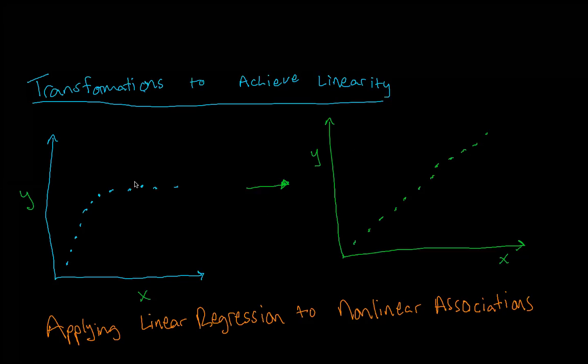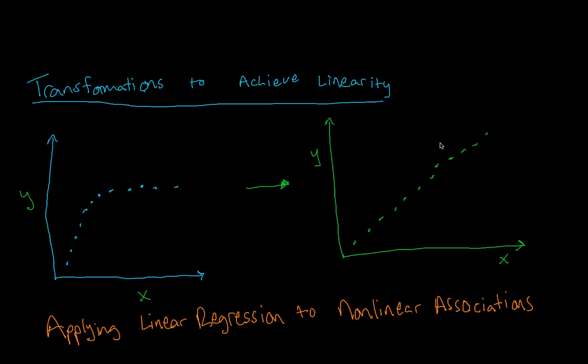Hey everybody, in today's video, we're going to at least introduce transformations to achieve linearity. I just have the outline plotted for us here. If we're given a set of data that is curved and very distinctly nonlinear, we can do some transformations to make the data form a linear relationship. It really just boils down to what we're trying to do: apply linear regression to nonlinear associations.